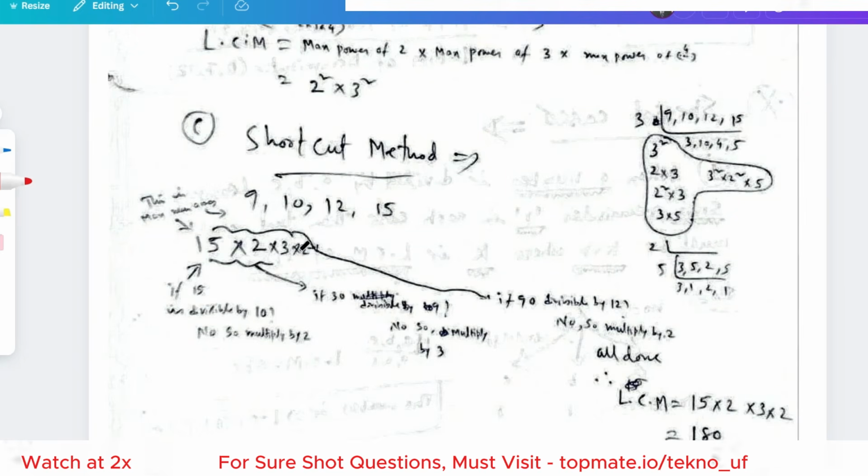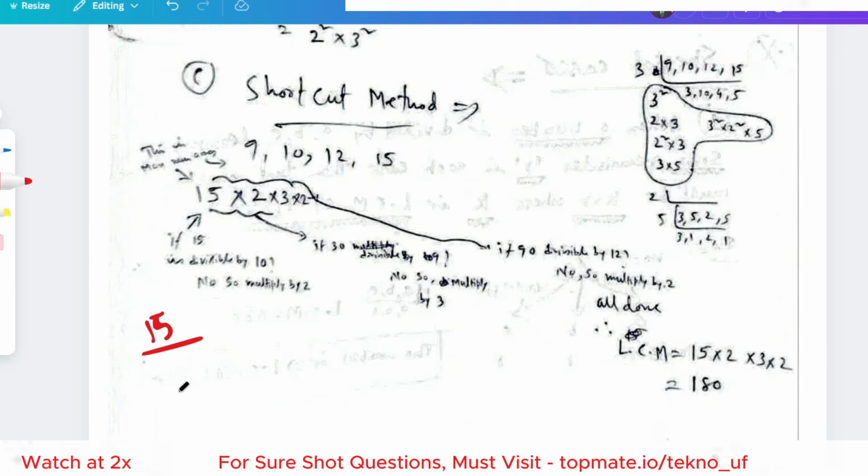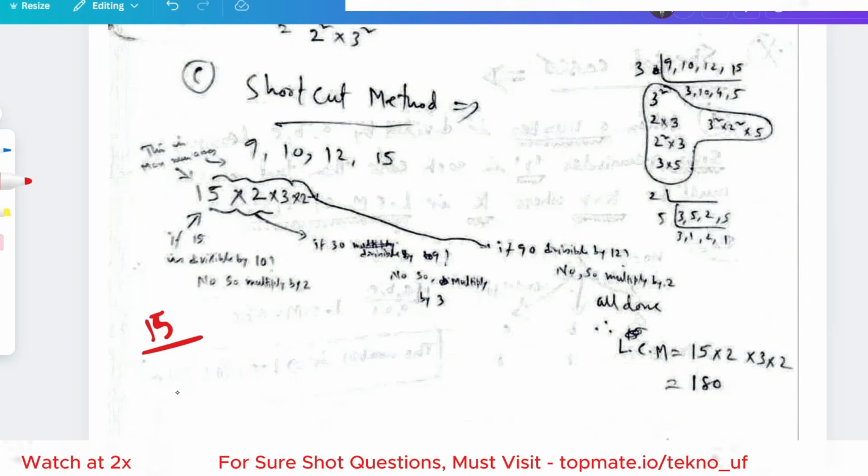Let's say there are four numbers, right? At first get the largest number. 15 is the largest number here, right? So try to divide by any number available here. Don't start with an odd number, start with an even number. 10 is an even number, so I'm starting with 10. Let's start dividing the largest number by 10. If it is not divisible by 10, right?